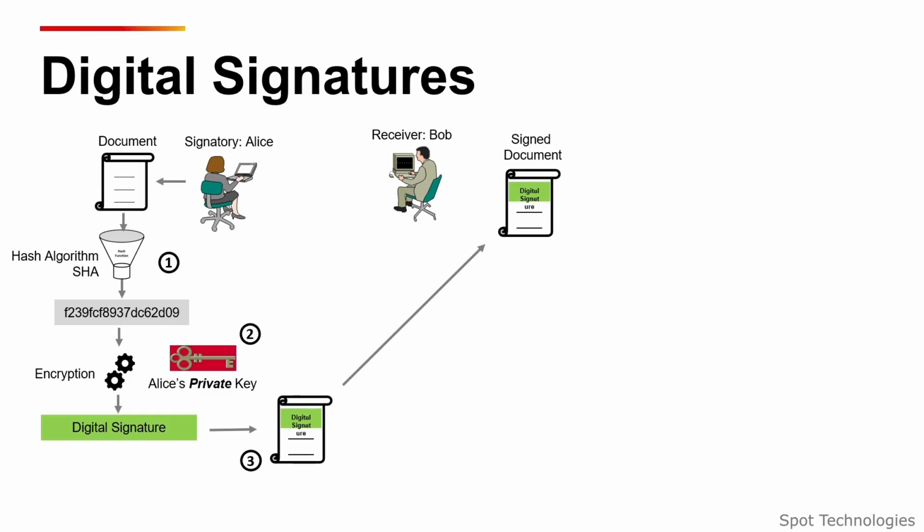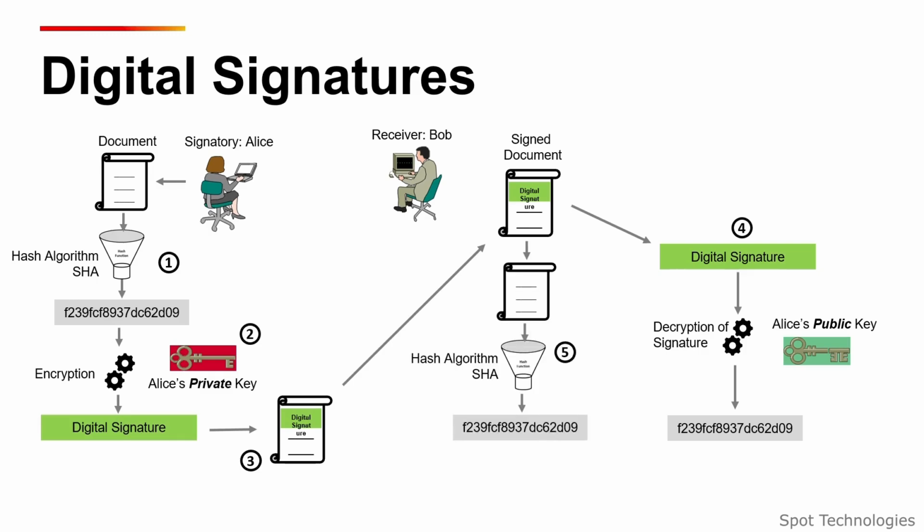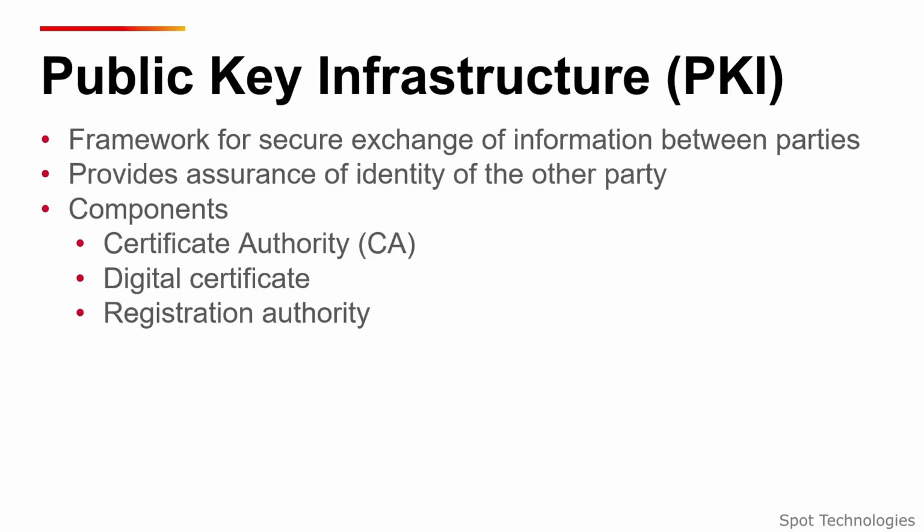Bob decrypts the digital signature with Alice's public key, and from that he obtains a hash value that he can compare with the hash value he gets when he runs the message through the hash algorithm on his side. Bob compares the two hashes, and if they match, he knows the document was signed by Alice and it was not altered in transit.